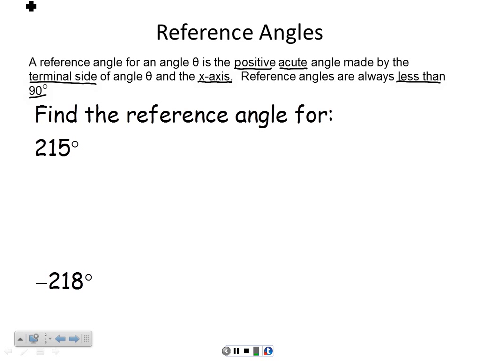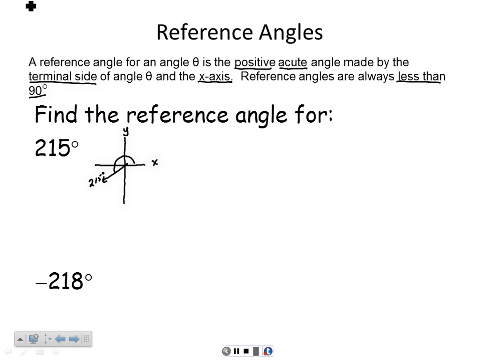It says find the reference angle for 215 degrees. Well, if we have an x and y axis and we draw this angle 215. 215 is a little more than 180. So here is your 215 degree angle.